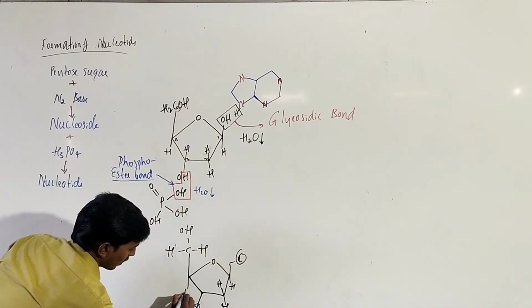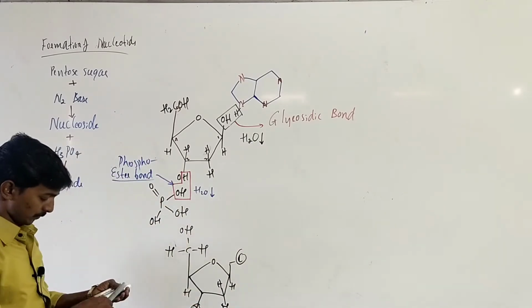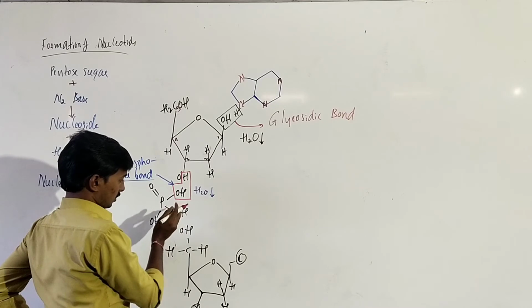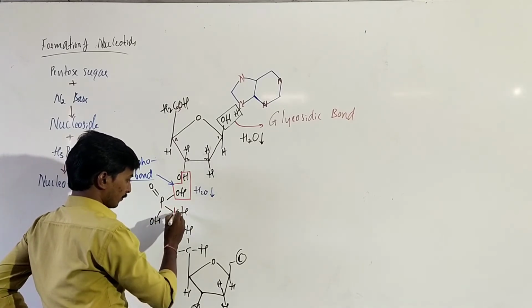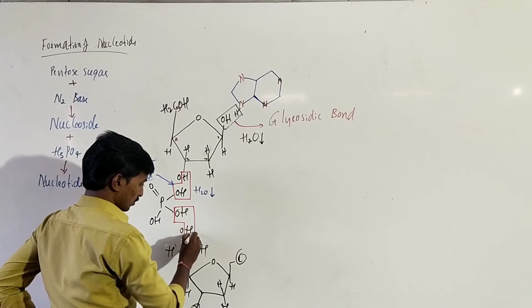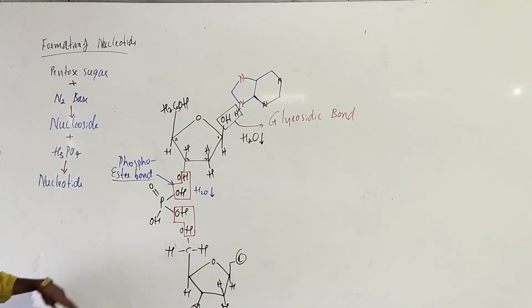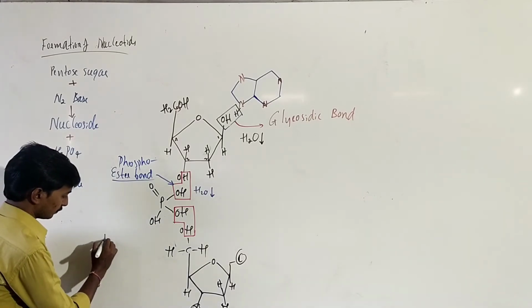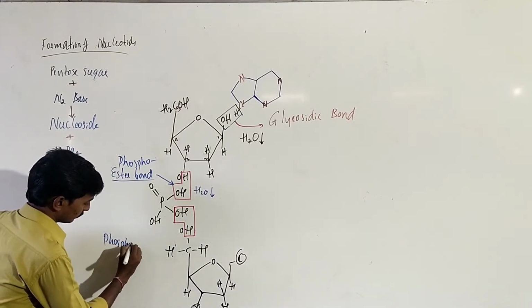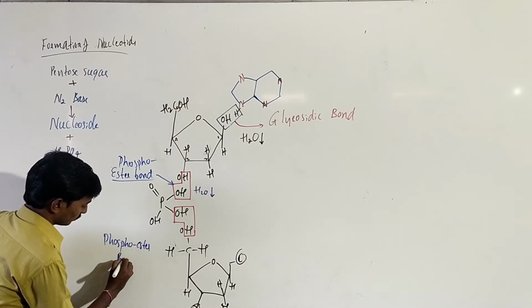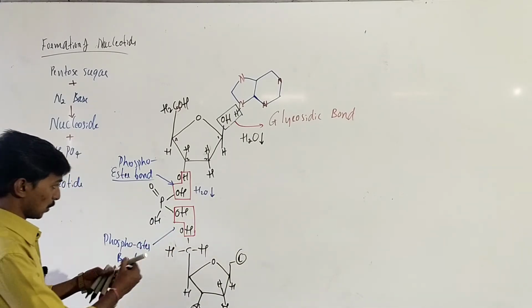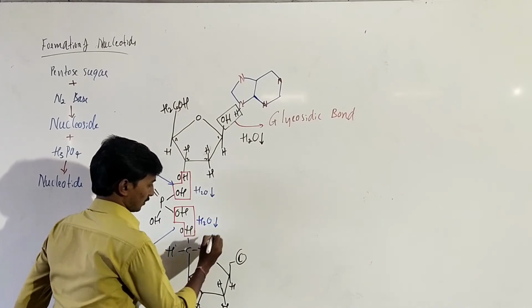Okay, one pentose sugar here. So now this phosphate will donate the OH group, and this will donate the hydrogen. And now another phosphoester bond is formed. Again there is a loss of one molecule of water.